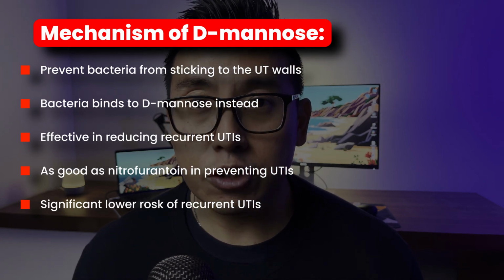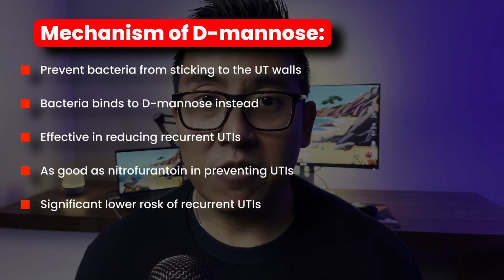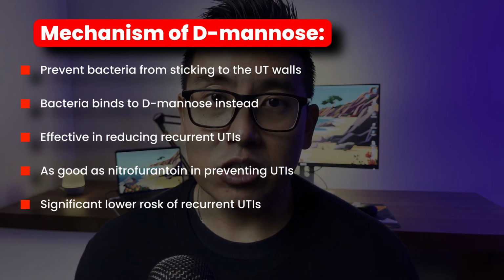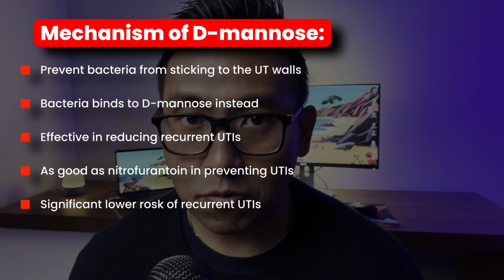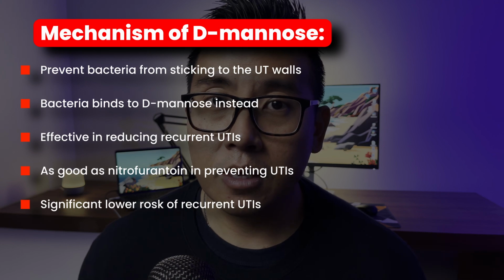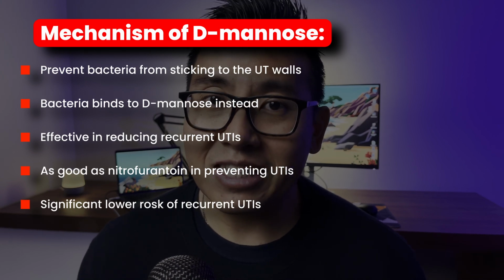Several studies have shown that D-mannose can be effective in reducing the risk of recurrent UTIs. One study even found it to be as good as the antibiotic nitrofurantoin in preventing UTIs over a 6-month period. Another study showed that women taking D-mannose had a significantly lower risk of recurrent UTIs compared to those who didn't. Now, D-mannose is generally safe and doesn't have many reported side effects.